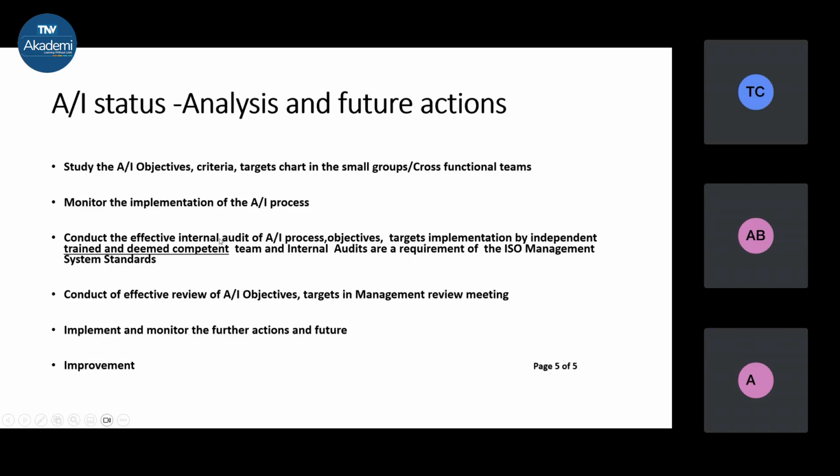Then, at the client end and at the certification body end, internal audit needs to be conducted effectively by a trained and deemed competent team who understand the importance of the application and inquiry process. Sometimes we have seen at the client's application implementation that the audit is conducted by an auditor who does not have in-depth knowledge of this process. He does not have a checklist or a guidance document for the application inquiry process, internal audit review and objectives. So how will he conduct a good audit? Good audit means a value-added audit.